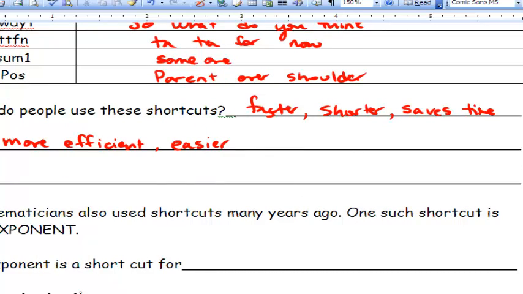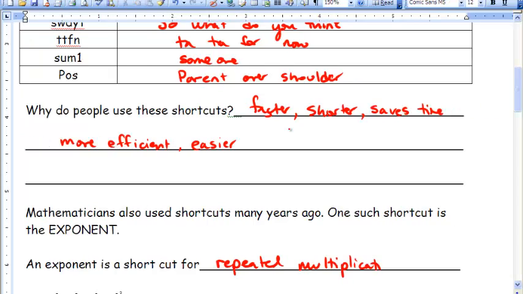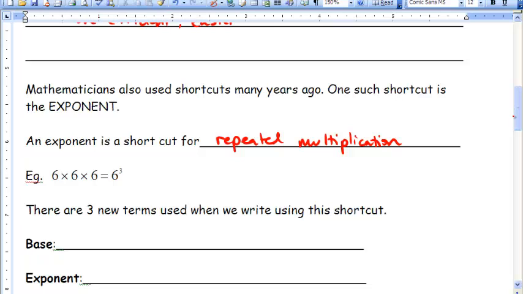Well, it turns out that math is pretty hip and happening because mathematicians also use shortcuts, and they've been doing it forever. All right, so one such shortcut is the exponent. It's just like texting, but it's for math, so that's awesome. An exponent is a shortcut for repeated multiplication. Let's take a look at 6 times 6 times 6. Instead of saying 6 times 6 times 6, we're going to write 6 cubed. This is like saying 6 to the power of 3. That's pretty awesome.